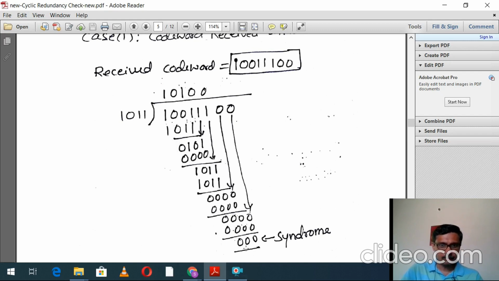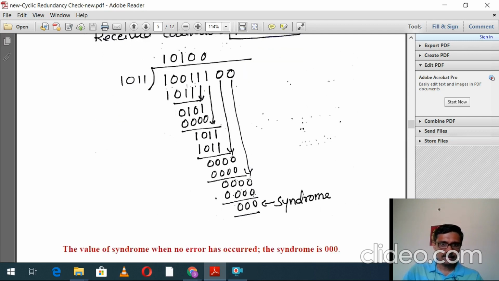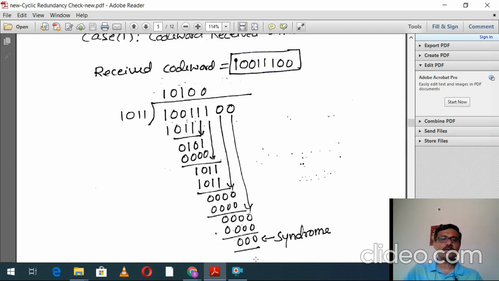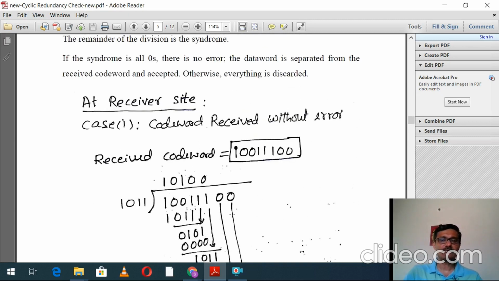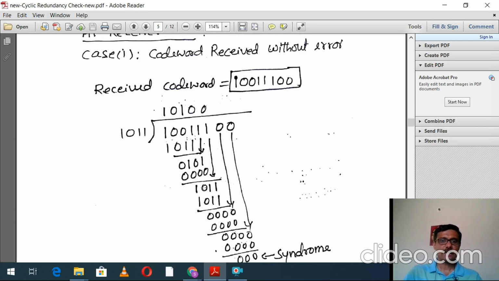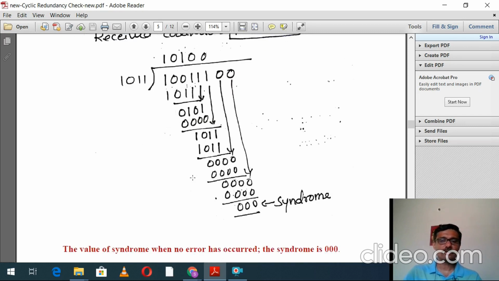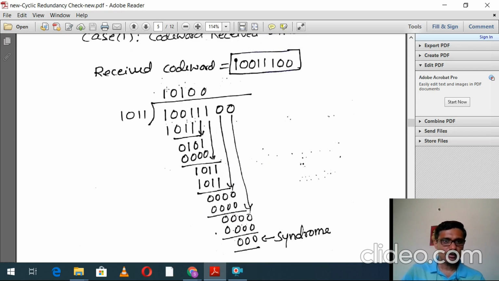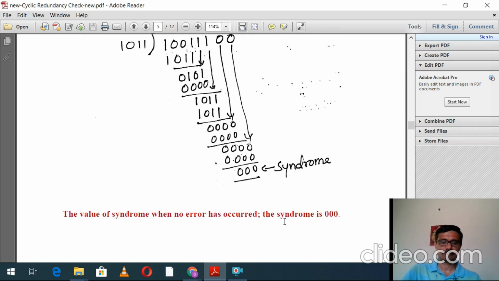At the end we got the remainder. That is called a syndrome here. All bits are 0 here. As I mentioned earlier, if all bits are 0 in the syndrome, that means the received code word has no error. It is not corrupted, it is received without any error. And one more thing, in the division operation we simply discard the quotient. The quotient is not used. We are interested only in the remainder.